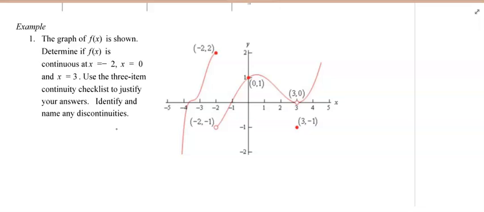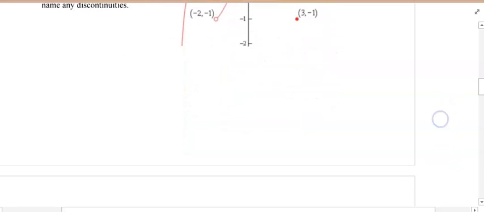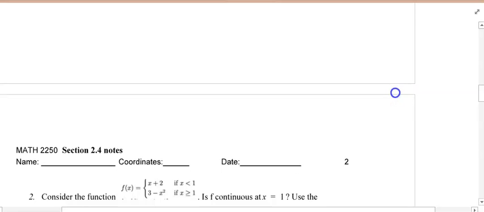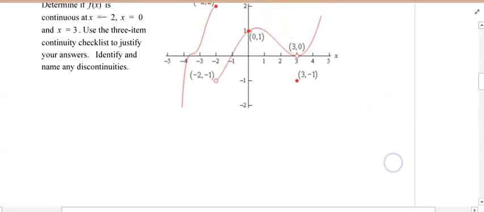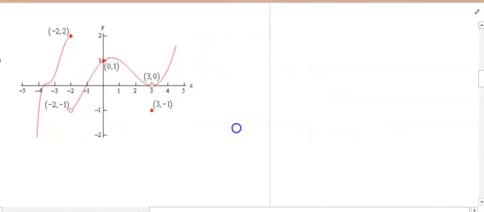What is the 3-item checklist? The 3-item checklist was: one, does f of a exist, or is it defined? Two, does the limit as x approaches a of f of x exist? And thirdly, is f of a equal to the limit as x approaches a of f of x? Okay, so let's try to answer these questions.